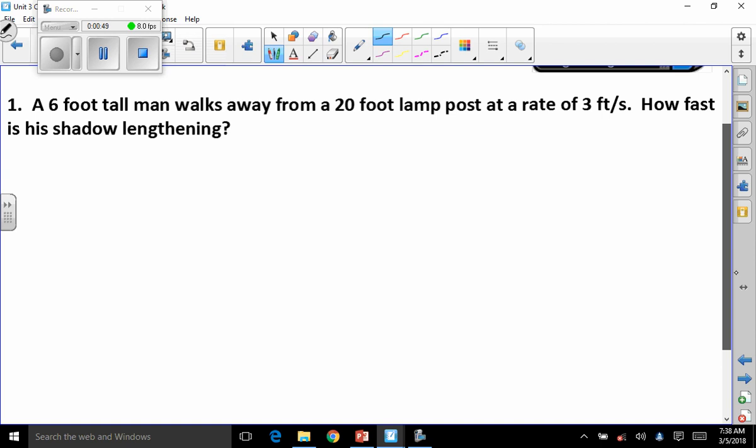Okay, so it says, a 6-foot tall man walks away from a 20-foot lamppost at a rate of 3 feet per second. How fast is his shadow lengthening? So probably the first thing we need to do here is draw a picture, yes? So what should our picture look like?